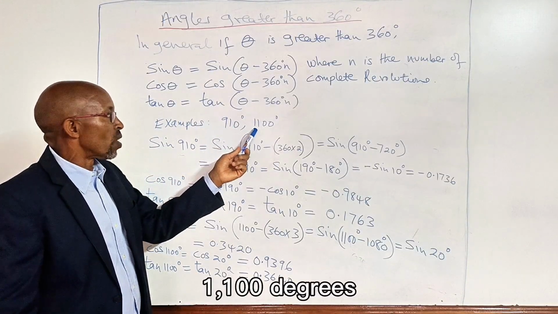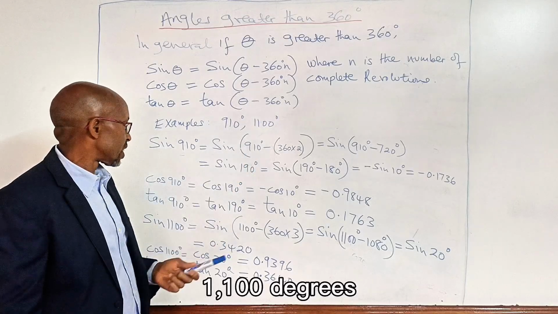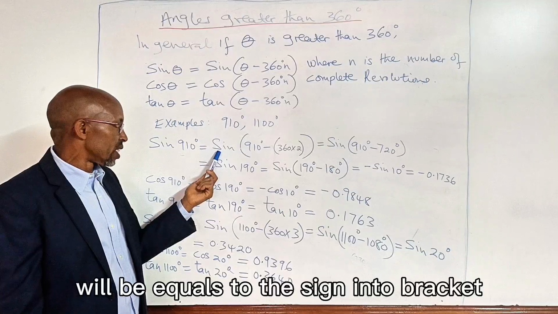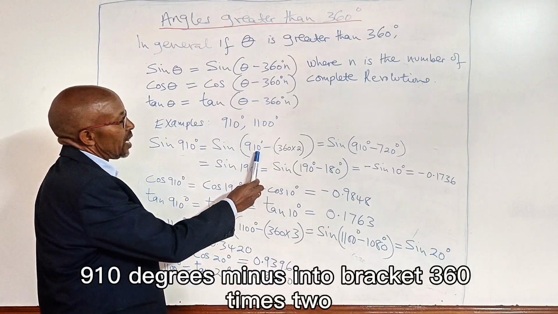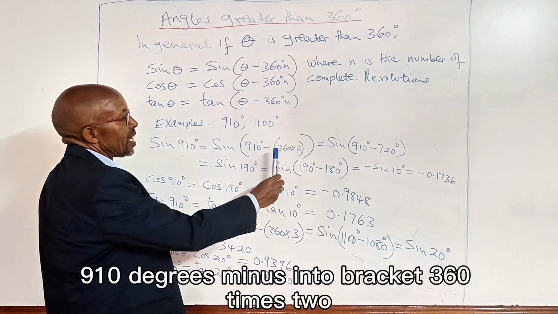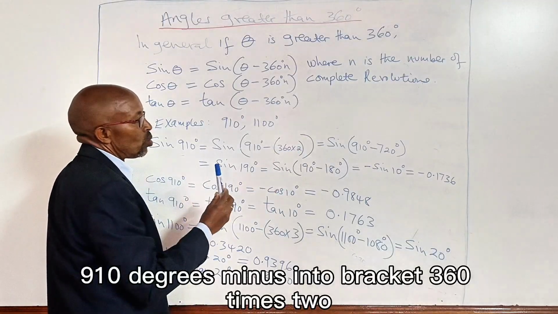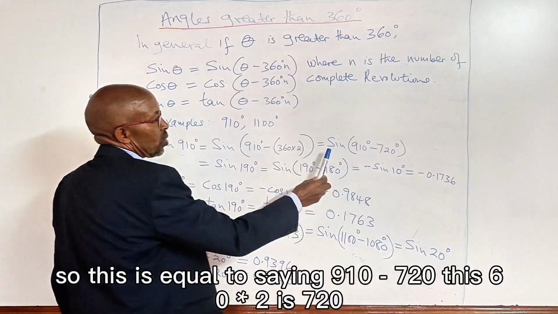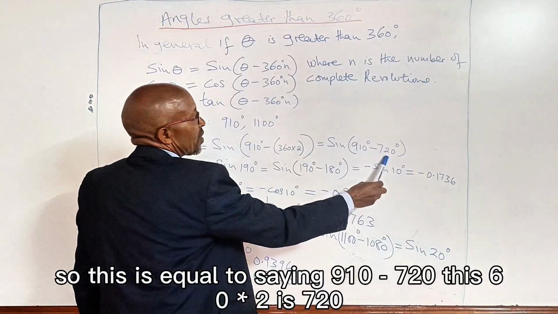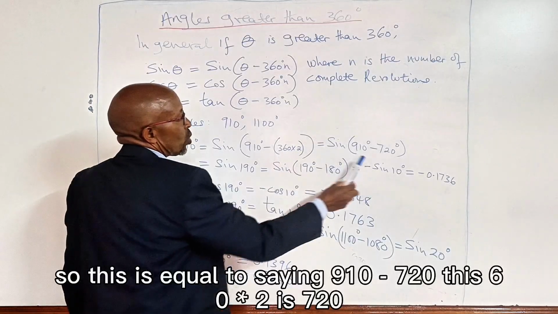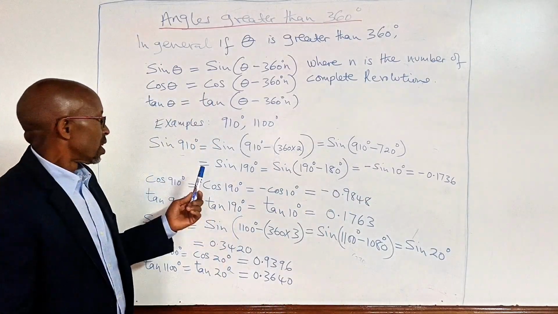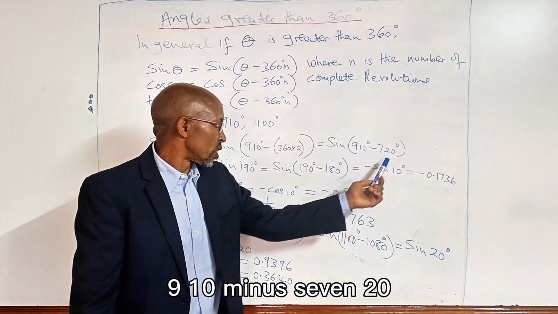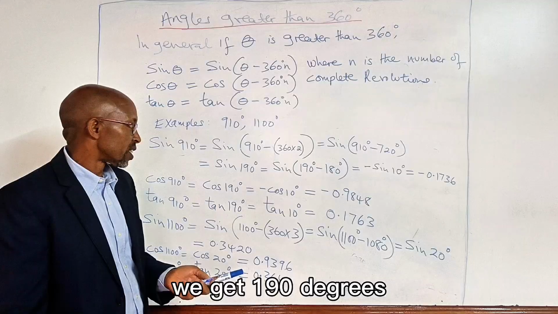910 degrees, 1100 degrees. Sine of 910 degrees will be equal to the sine into bracket 910 degrees minus into bracket 360 times 2, where 2 is the number of revolutions. There are 2 revolutions. So this is equal to sine 910 minus 720. 360 times 2 is 720. That gives us now 910 minus 720, we get 190 degrees.